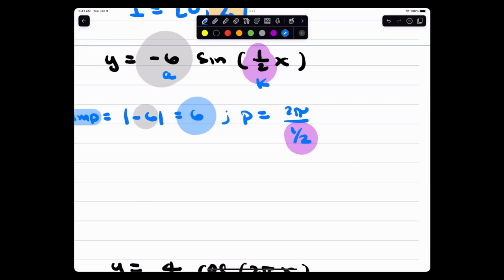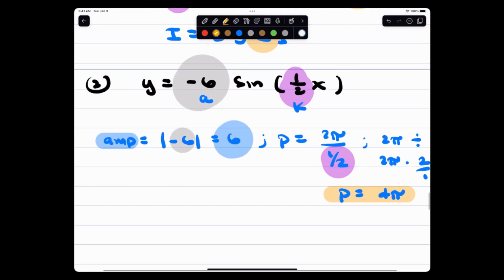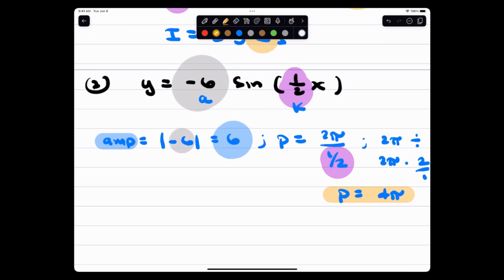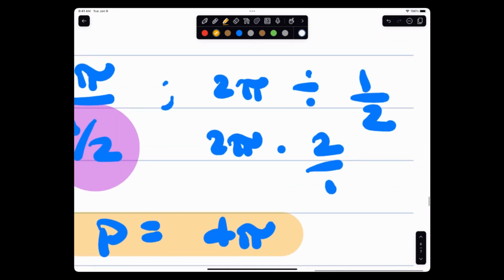So 2 pi divided by 1/2. Okay. 2 pi divided by 1/2 becomes 2 pi times 2 over 1. So our period now is going to be 4 pi. So there's the period, ladies and gentlemen. And there you go. There's your period now. Okay, anybody have any questions on this here? Especially the arithmetic portion over here?